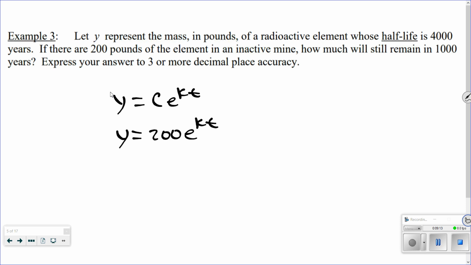And we want to know how much is left after 100 years. Well, the problem is before I can do that, I have to figure out what K is. So we're going to go back and figure that out. You can use the half-life to do that. So we're going to use this half-life of 4,000 years to do that.